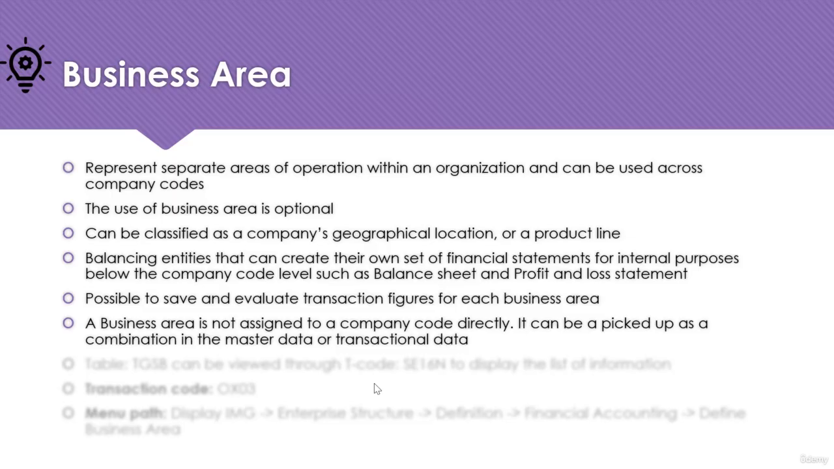A business area is not assigned to a company code directly. It can be picked up as a combination in the master data or transactional data. So when you create any transactional document such as a sales order, then you can see the business area there. So I will demonstrate it to you on the SAP system.